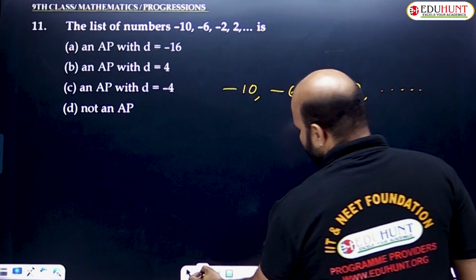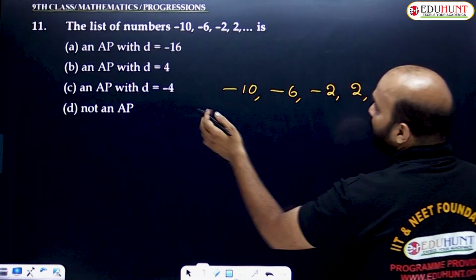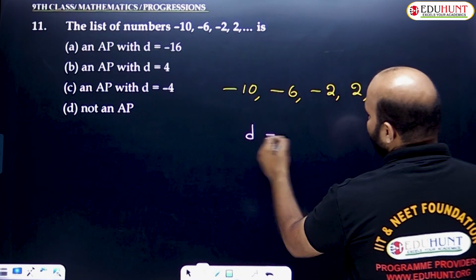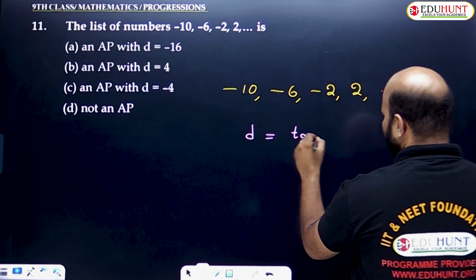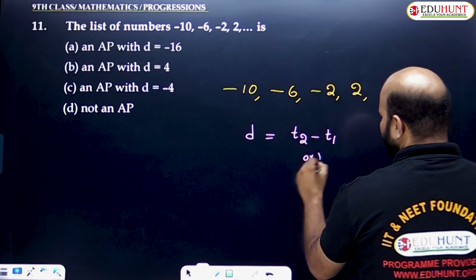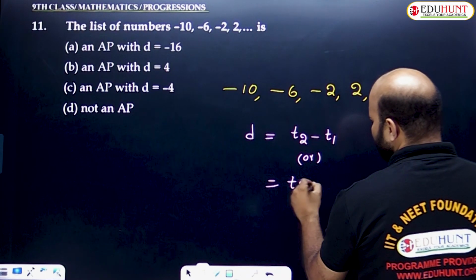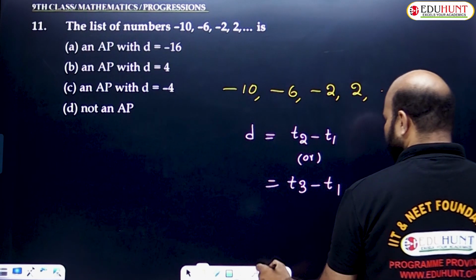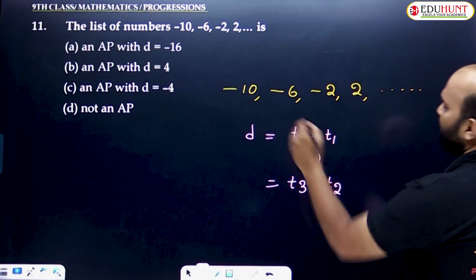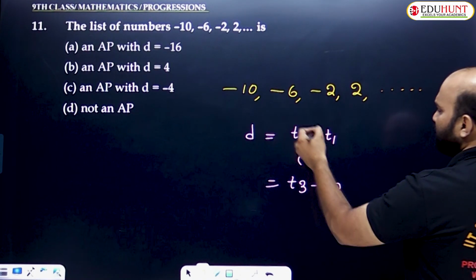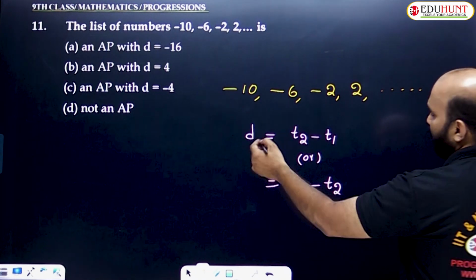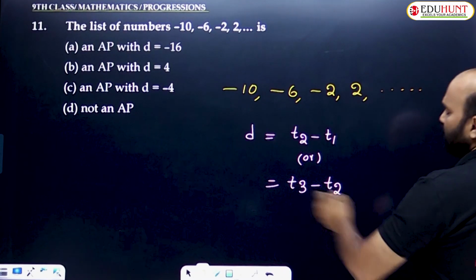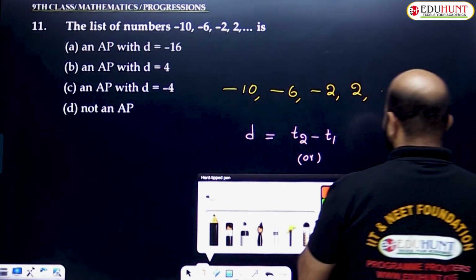Out of the 4 options, the first 3 options are AP terms. Suppose that they belong to an AP. How do we get the common difference? Common difference equals T2 minus T1, or T3 minus T2, or T4 minus T3. If you take any term, subtract the previous term from that given term. Am I clear? That is called the common difference, and that is the rule, the formula for common difference.